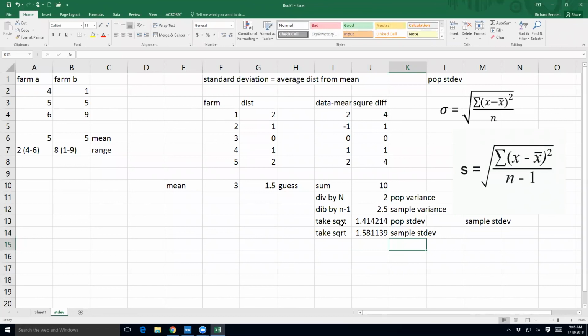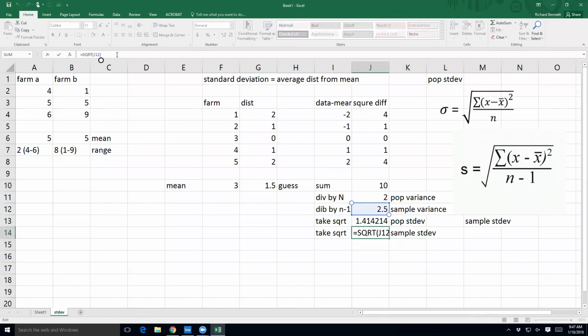Now you can compare those two numbers. That's the sample standard deviation there. You can compare those two numbers to our original guess of 1.5, and you can see that they're very close. In both cases, they're very close. So the idea was I just wanted to give you a nice conceptual idea before I started throwing those two math equations at you.